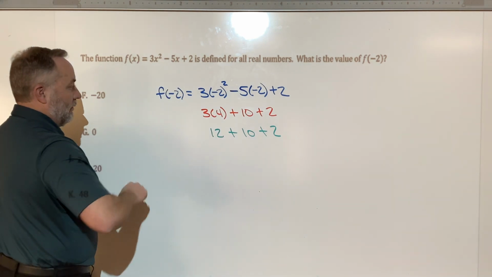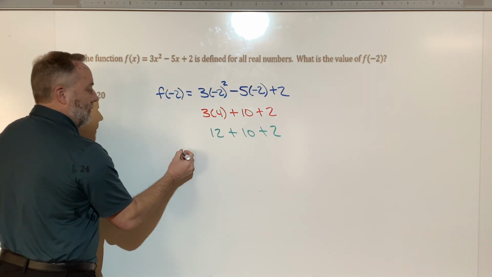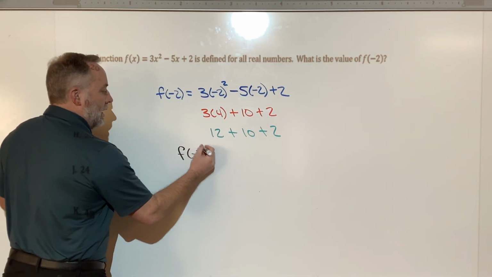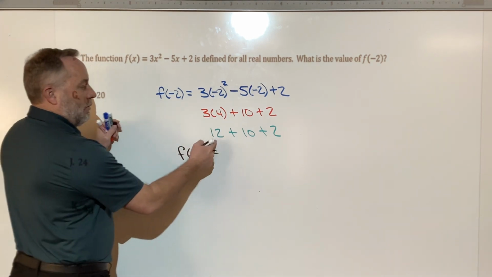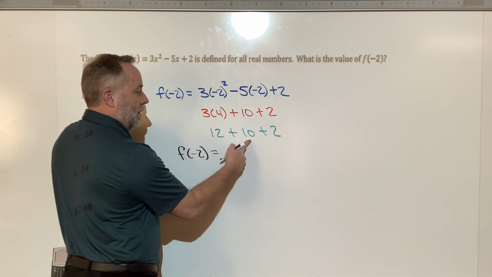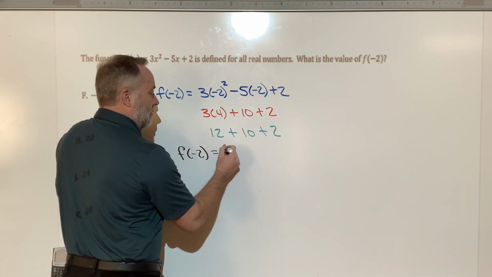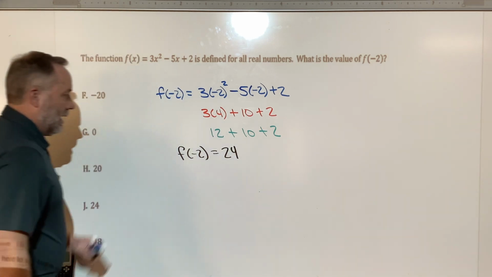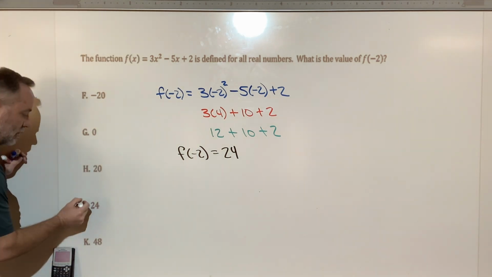And so now we can finish this off and we can say f of negative 2, the function's value at negative 2 would be 12 plus 10, which is 22. 22 plus 2 is 24. And we can find that answer in choice J.